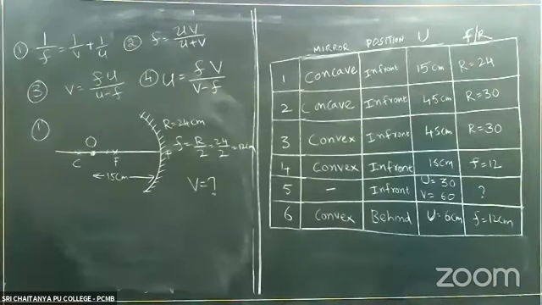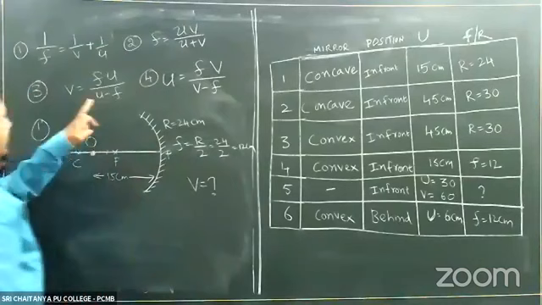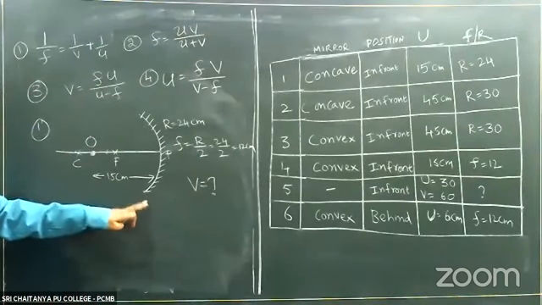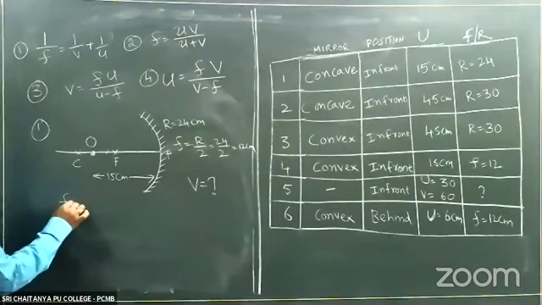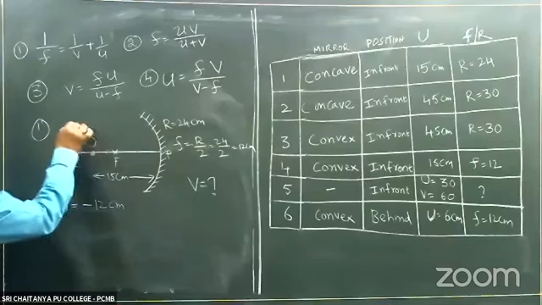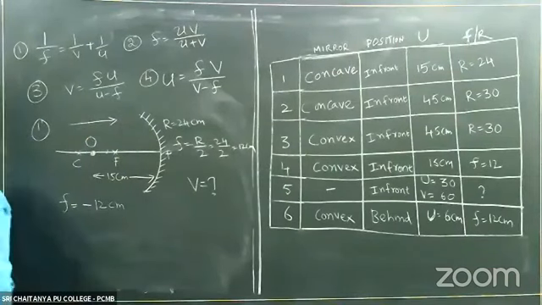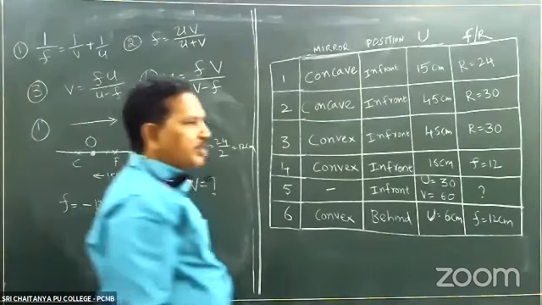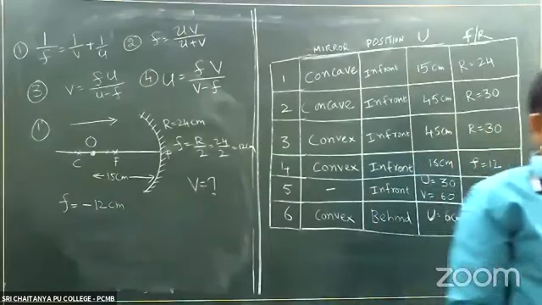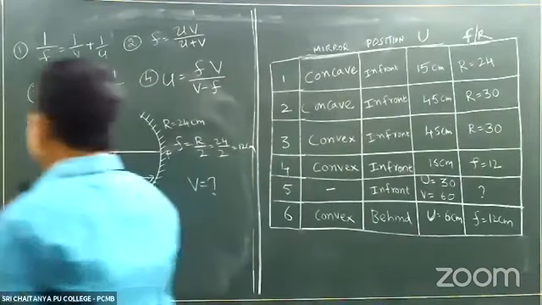Nature of the image. Just substitute in this formula. That's all. First, sign convention. For a concave mirror, F value is negative, -12, because light rays will fall like this. We are measuring the distances opposite to the direction of the light ray. So minus, F value -12 centimeters.